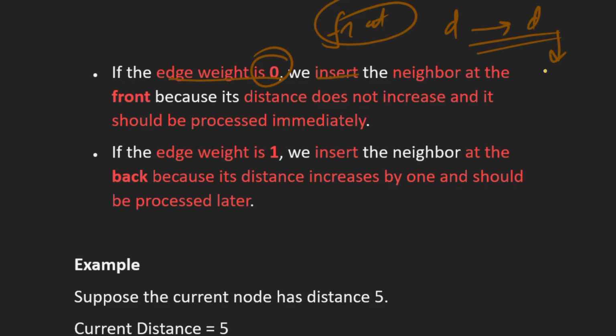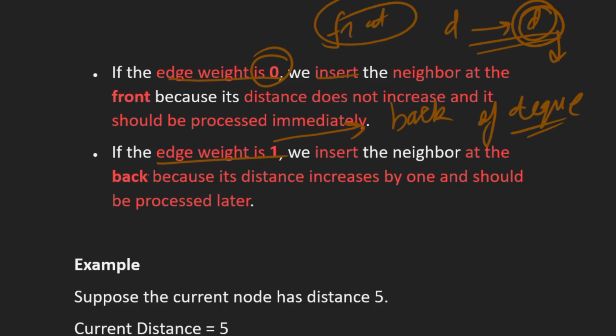So we'll process this node first, right? We'll give priority to this node first, because the distance hasn't increased when we move from one node to the neighboring node. But if the edge weight is 1, then we insert this new node at the back of the dq, because our distance has been increased by 1. And then we process this later, right?